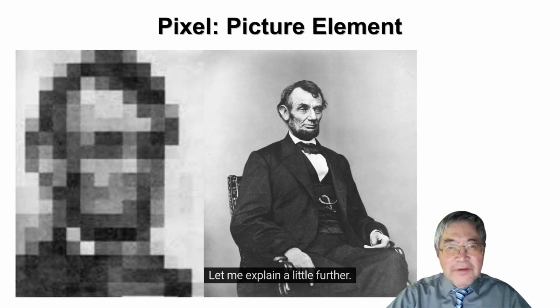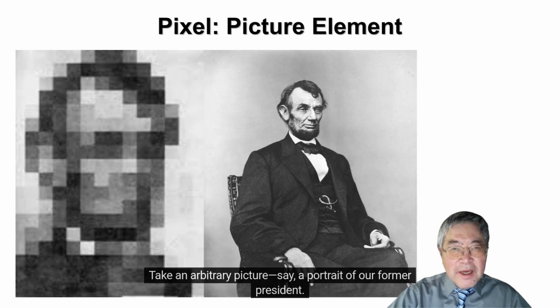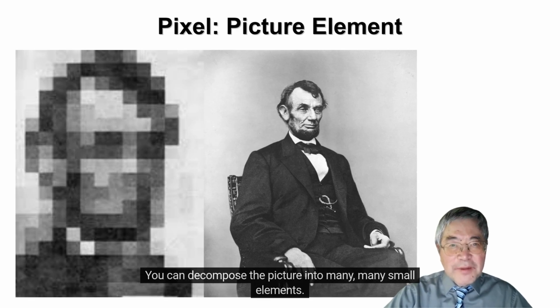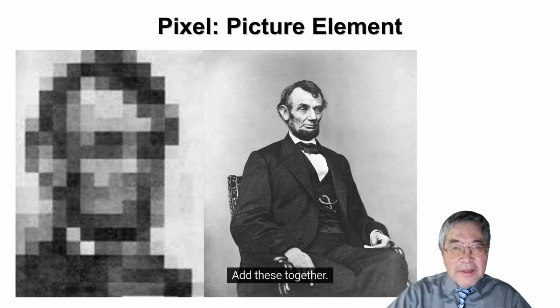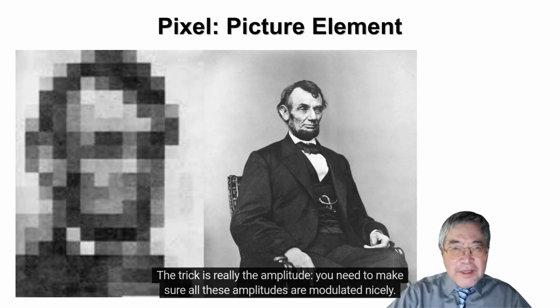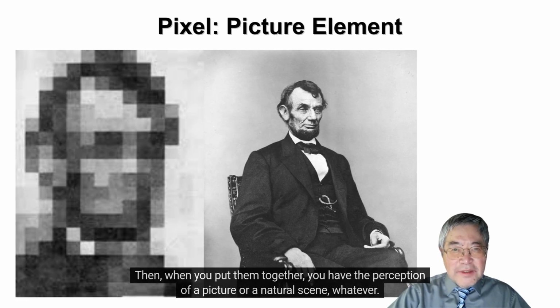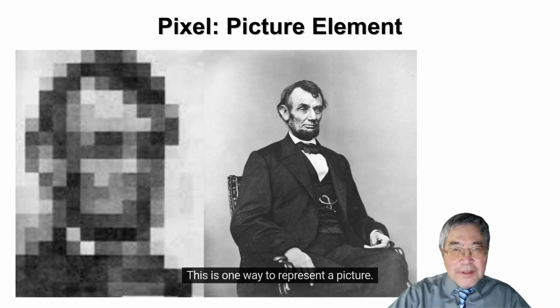Let me explain a little further. Take an arbitrary picture, say a portrait of our former president. You can decompose the picture into many small elements. For each element, it's very simple, just a homogeneous pixel, a small square. Add these together. The trick is really the amplitude. You need to make sure all these amplitudes are modulated nicely. Then when you put them together, you have the perception of a picture or a natural scene, whatever. This is one way to represent a picture.